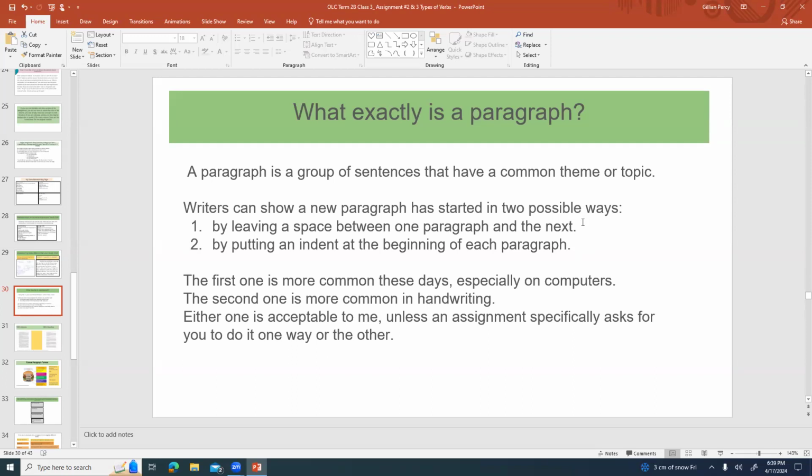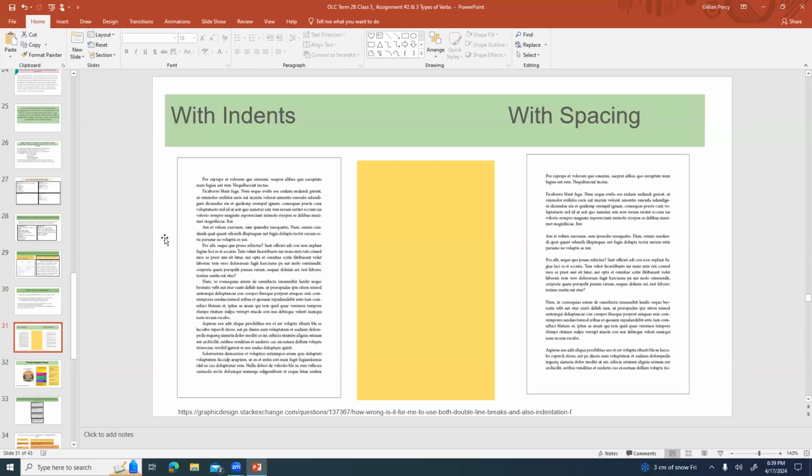Either way is totally acceptable to me, unless an assignment specifically asks for you to do it one way or the other. Like some business writing, you have to leave that space. So here's an example of the difference if you haven't seen it before. Here, there's just a little tiny bit of space before they started the first sentence of the paragraph, and then the rest of them go back to the margin. That's the indents. Here, same thing, but they've got a space between.